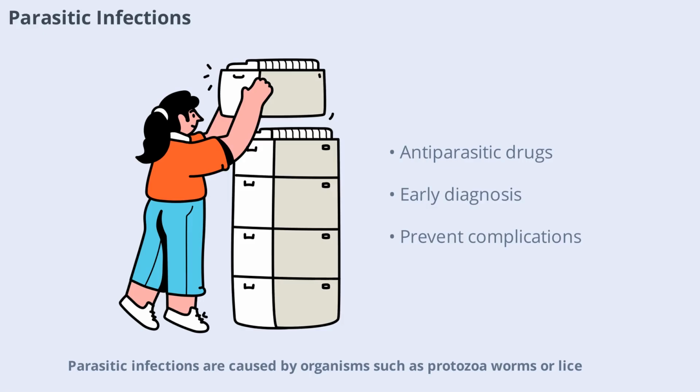Parasitic infections are caused by organisms such as protozoa, worms, or lice. These infections can be acquired through contaminated food, water, or insect bites. Treatment depends on the type of parasite and may involve antiparasitic medications. Early diagnosis and treatment are crucial to prevent complications and transmission to others.